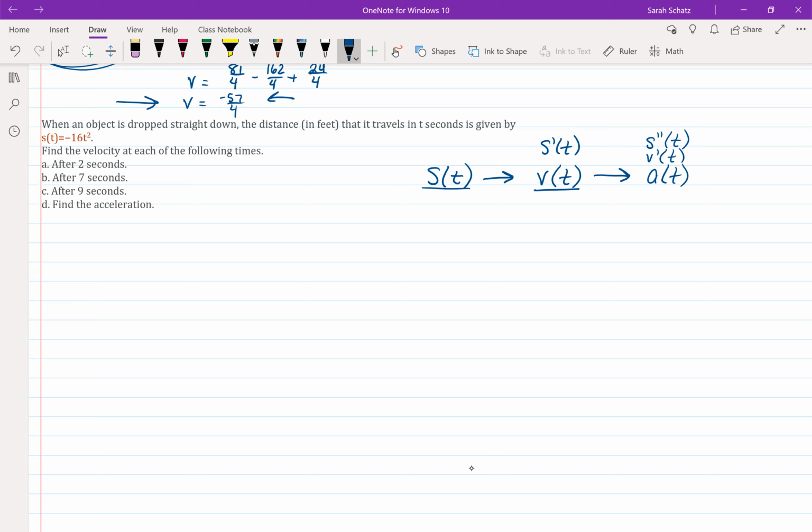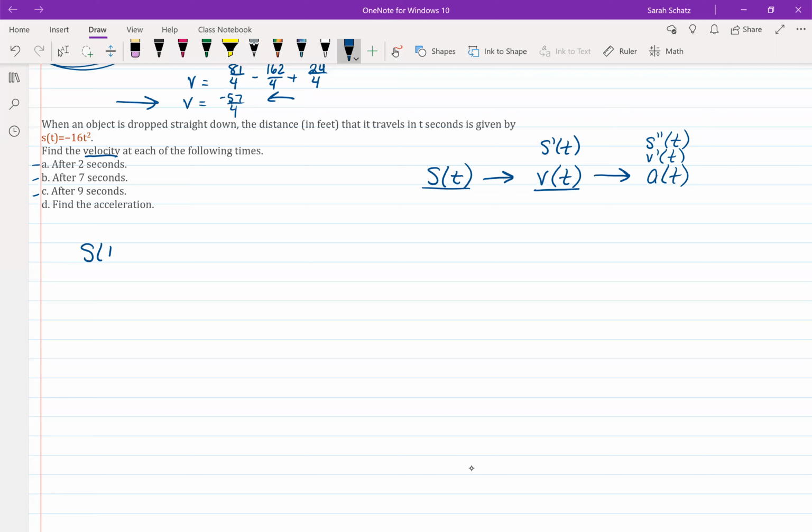Okay, so anyway, S, V, and then A. So let's look at what it wants. It wants the velocity at each of these times. So in A, B, and C, you're going to use the velocity function and just evaluate it at 2, 7, and 9. So let's find our velocity.